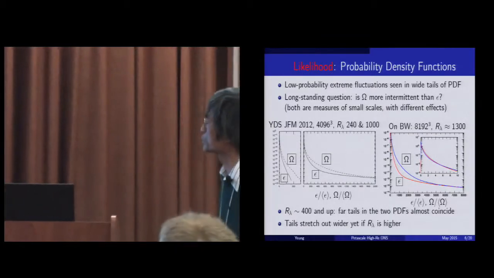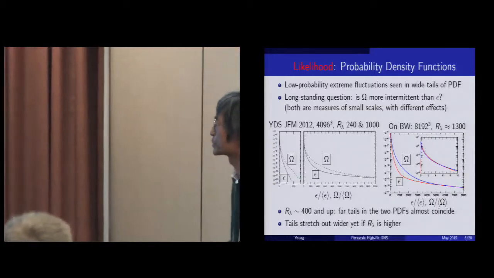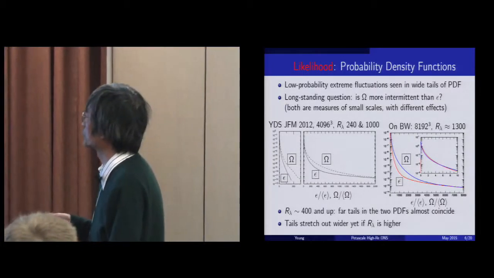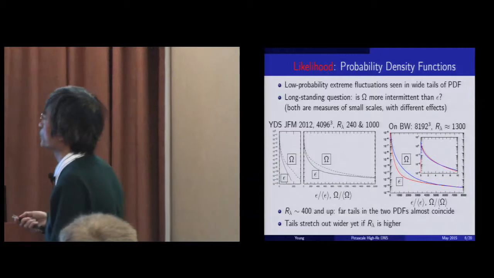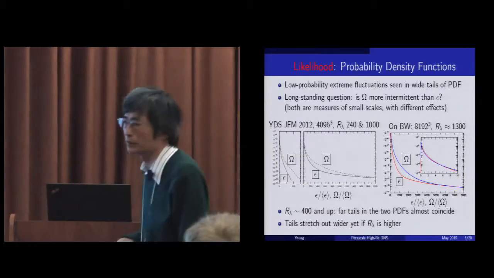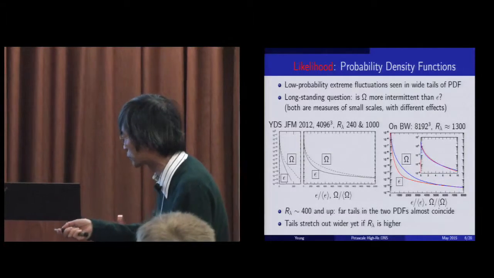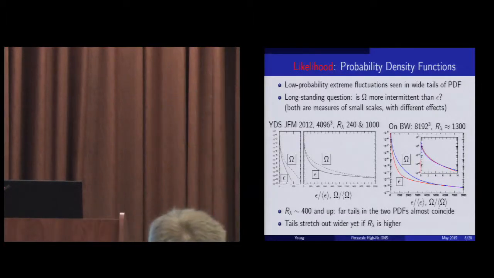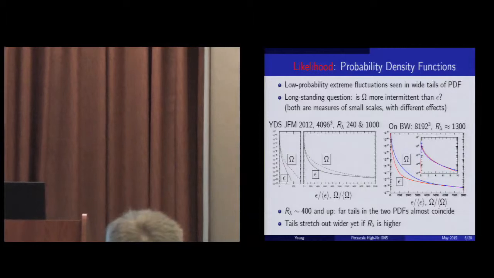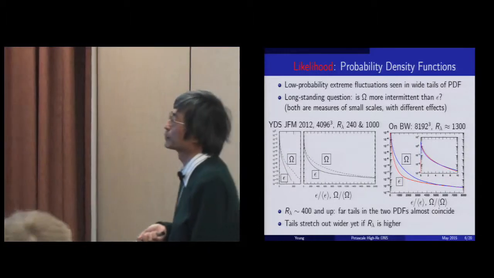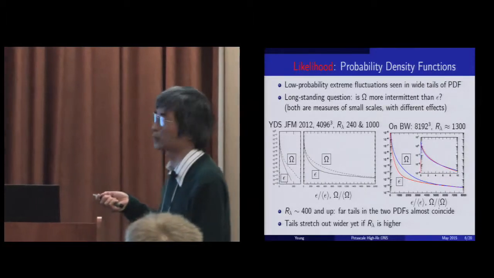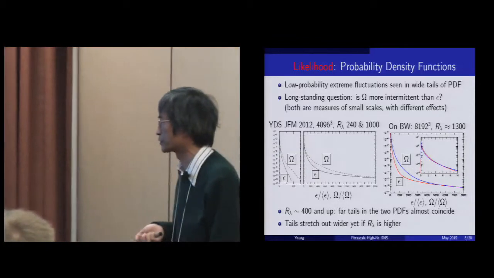One of the questions we ask in turbulence research is whether dissipation and so-called enstrophy, which is essentially about the rotation rate, which one is more intermittent, which one has the tails going further out. And why should we care? Well, why are we surprised if they are different? Because they're both measures of the small scales, and they have very different physical effects.